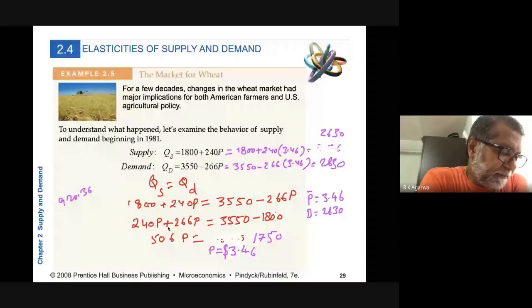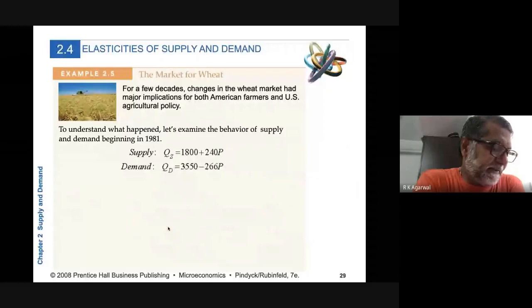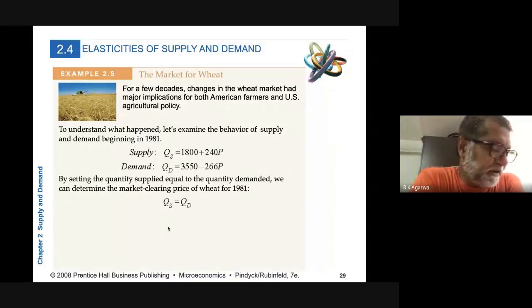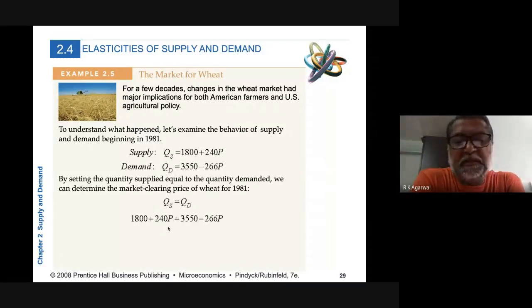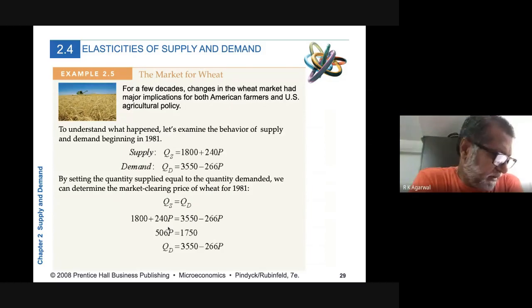Then supply is also 2630. So this is how we summarize this whole information. This entire thing will be written next. By setting the market equal to demand and supply, we can determine the clearing price of wheat for 1981. And this is how it is: you will get 3.46.